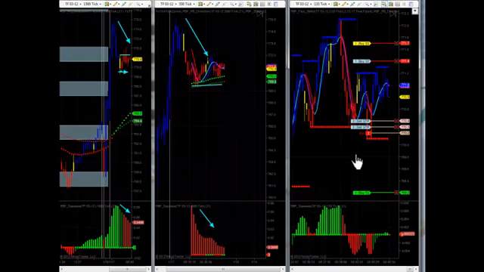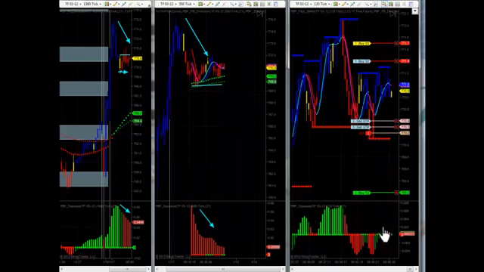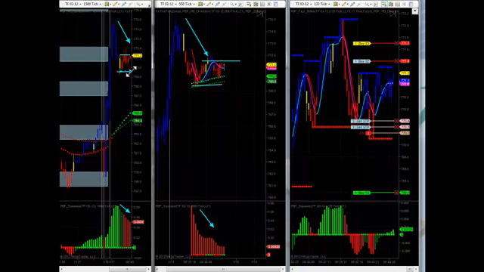At this point we're just being patient. You can see there's not a whole lot going on here. This guy's pretty much dead. We're definitely in a consolidation sideways on both of these charts here. We're just trying to break down.